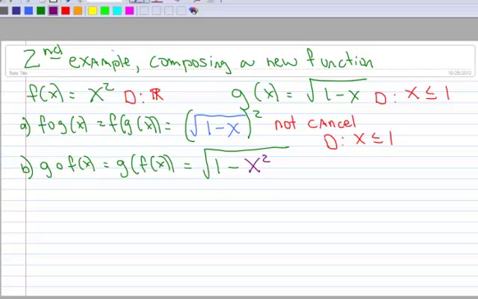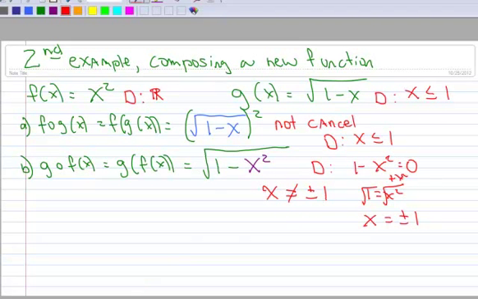Okay, so now I've got to calculate or figure out the domain of this new function. Well, we know we can't have a negative under the radical, so we're going to set that equal to 0 to solve. 1 minus x squared equals 0. And then we're going to add x squared to both sides, so we get 1 equals x squared, and then when we square root it, we have x equals plus or minus 1. So the domain suggests that x cannot be equal to plus or minus 1.